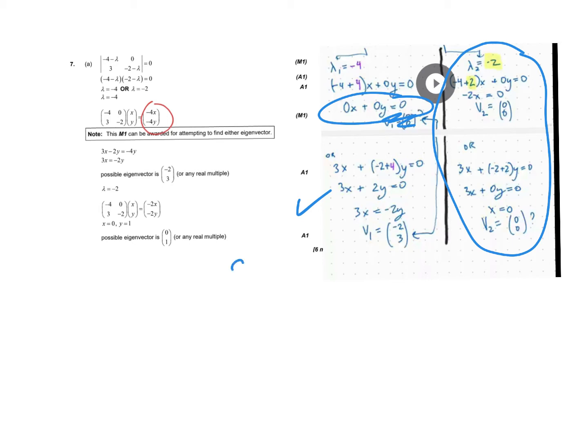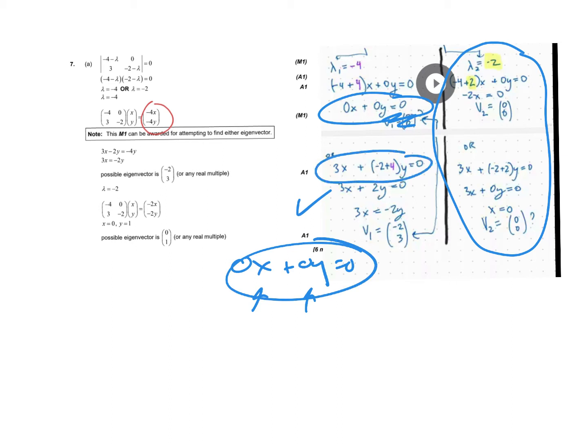And you know that when you have 0x plus 0y equals 0, that means x can be any number and y can be any number. And so this equation won't help you find the eigenvector. So you have to go to the other scenario. So this is not 0, 0.